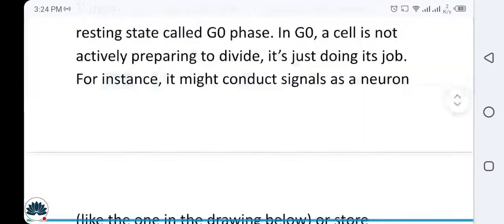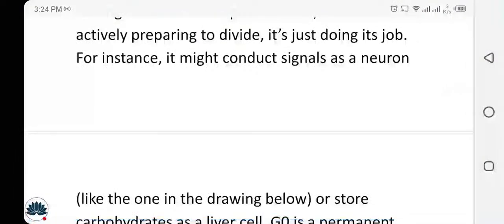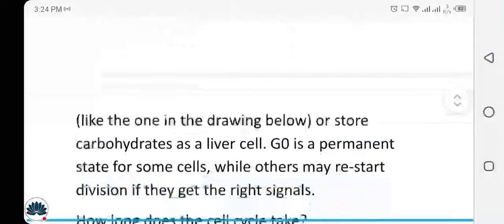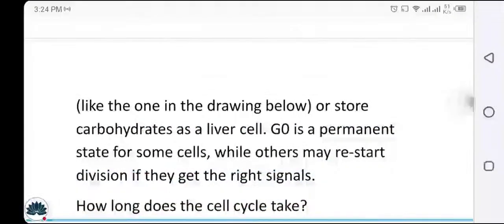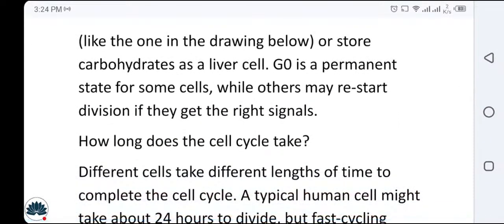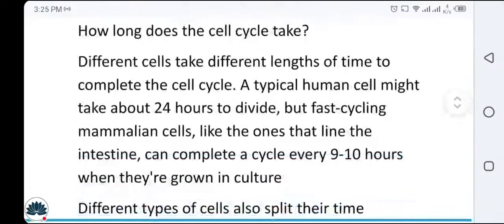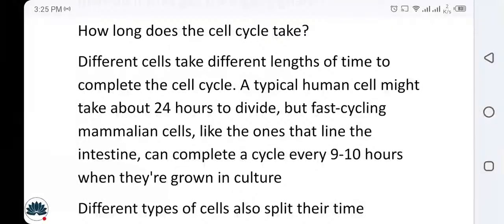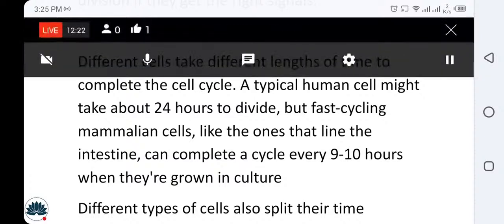Alright, so for instance, it might conduct signals as a neuron, like the one in the drawing below, or store carbohydrates in a liver cell. G0 is a permanent state for some cells, while others may restart division if they get the right signals. So this is basically how long the cell cycle takes, okay? Different cells take different lengths of time to complete the cell cycle. A typical human cell might take about 24 hours to divide.